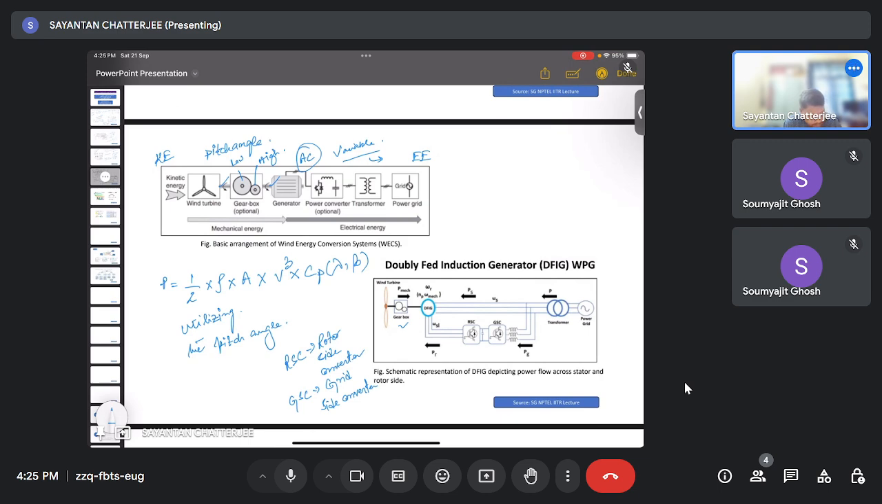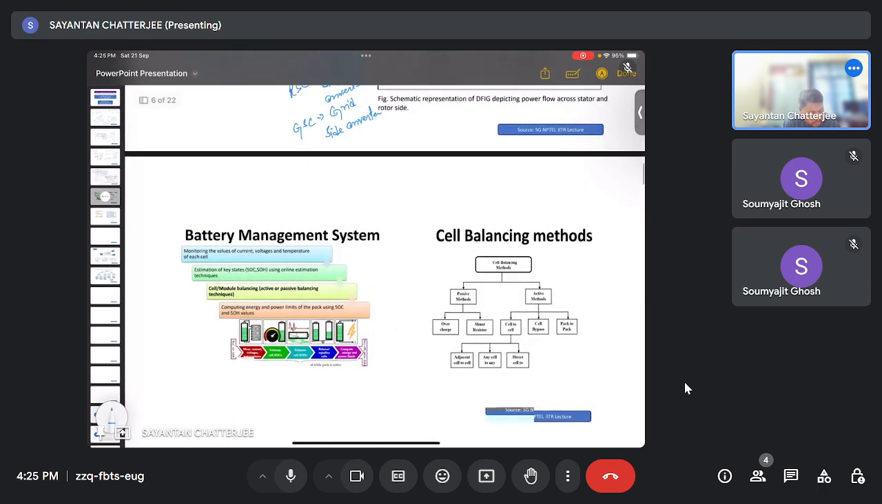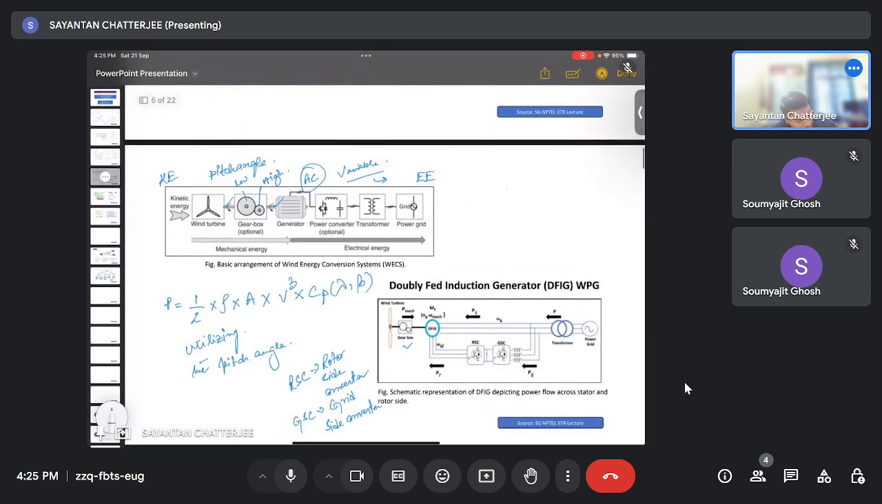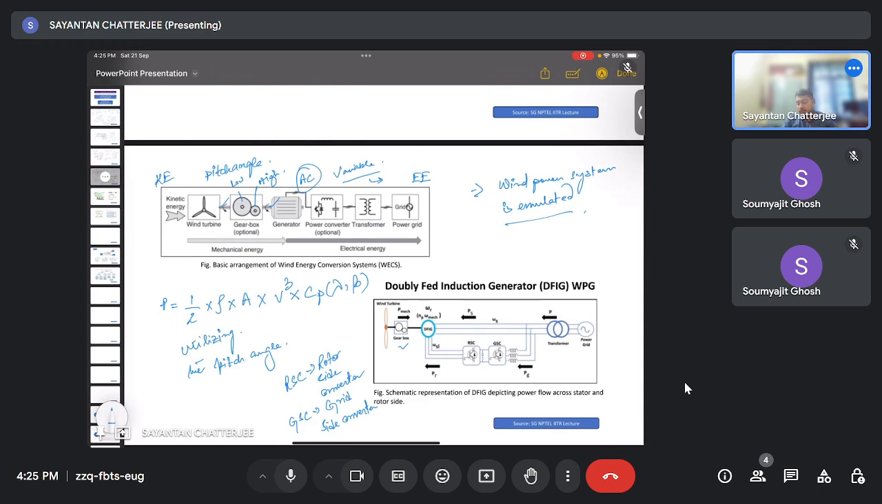So again, the grid forming mode of hardware operation has been demonstrated where the wind power system is emulated. Okay. So accordingly, how the variation affects the entire operation, that can be observed. Okay.